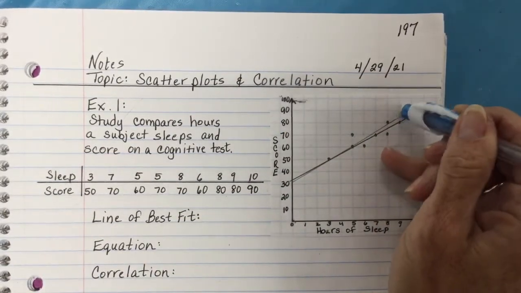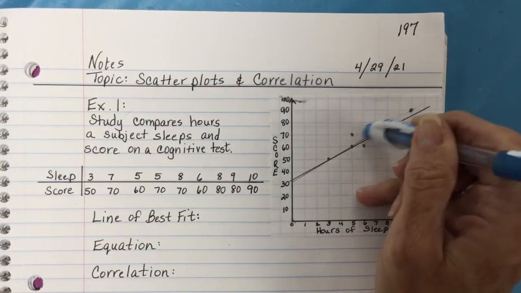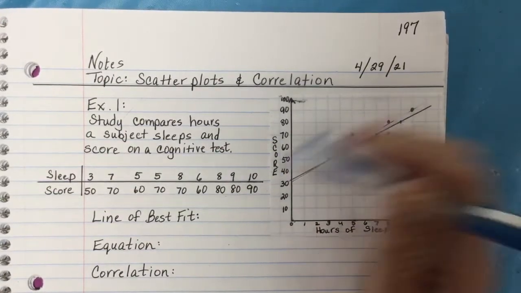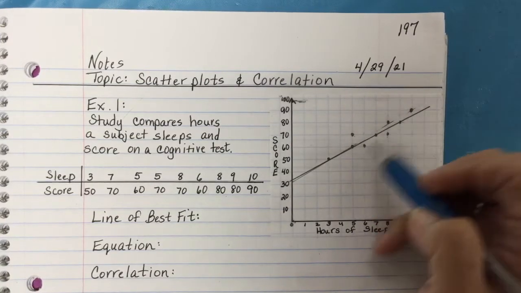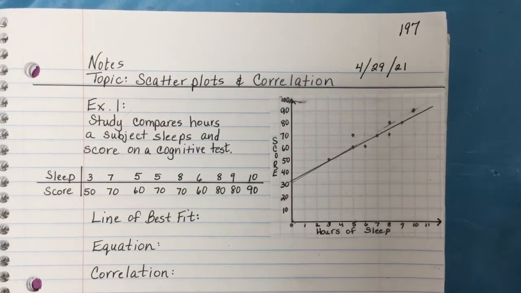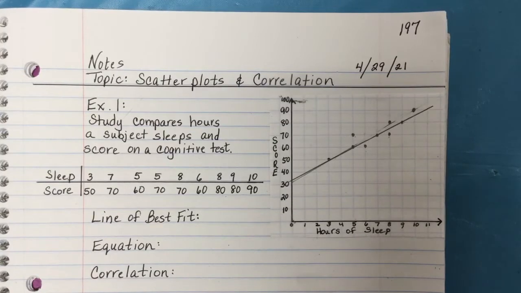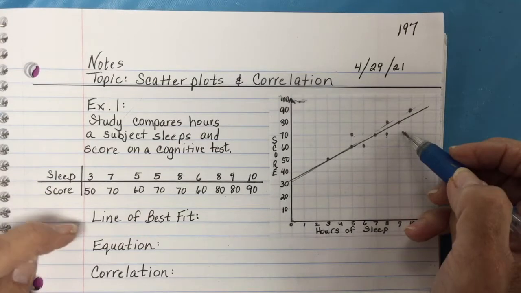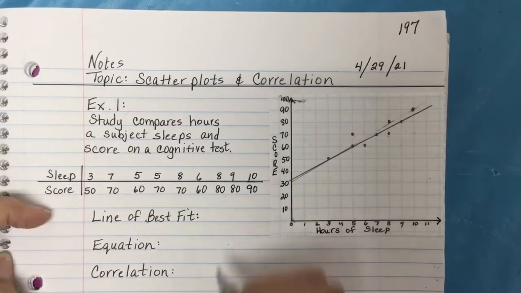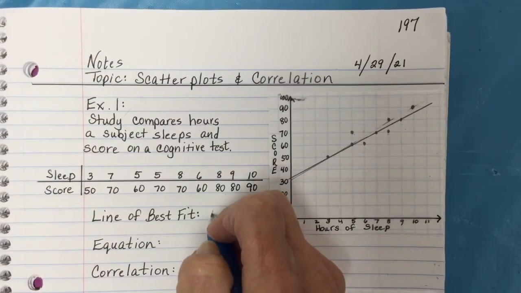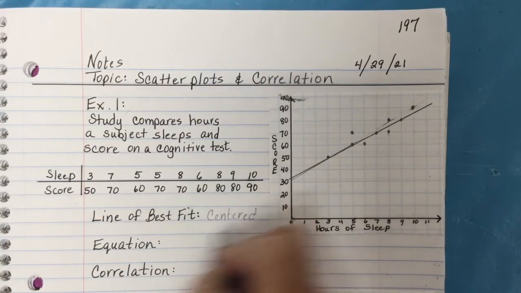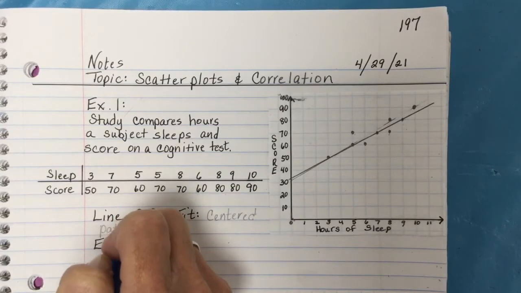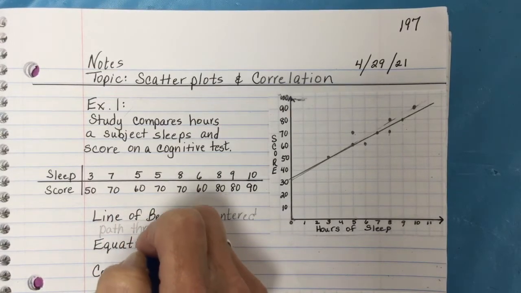All right, so this one now is a little more centered. Let me erase the old line so it doesn't confuse you. Because look, we have 2 dots below and 3 dots above and about 4 dots on the line. So that's why this one's a better line of best fit. So our line of best fit here is simply the centered path through the points.